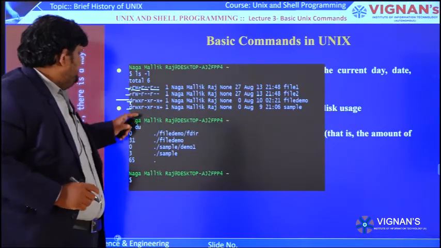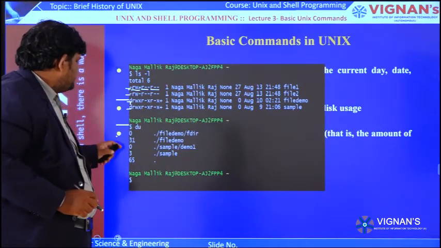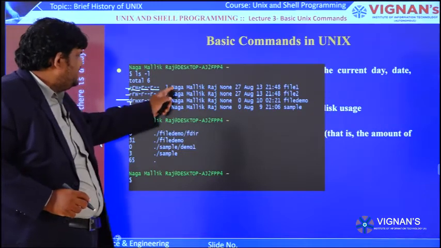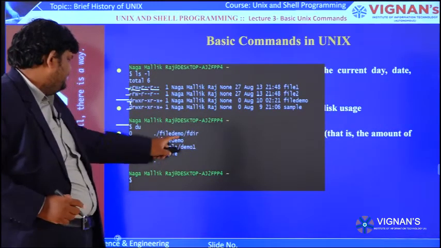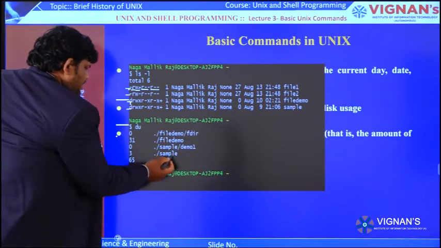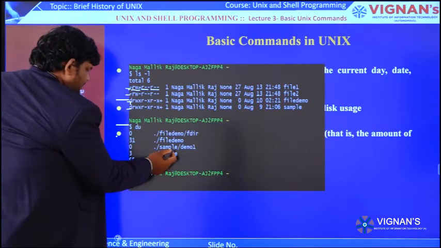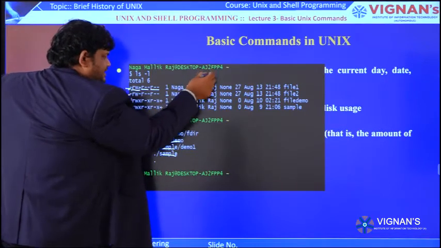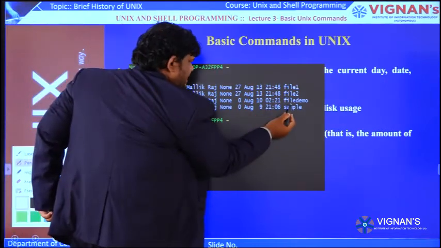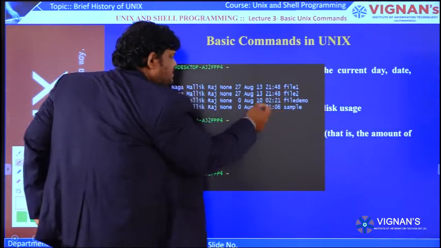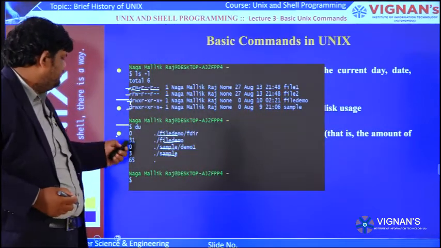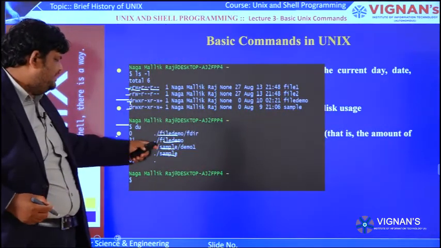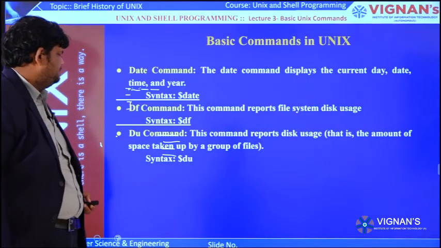Now, with the help of the du command, we want to see the utilization of each and every file. For example, see here, how much space the sample and file demo use. That means in the present directory, how many files and directories are there, and how much space is used in the disk. That is the meaning of disk usage. So the entire details are displayed like this.